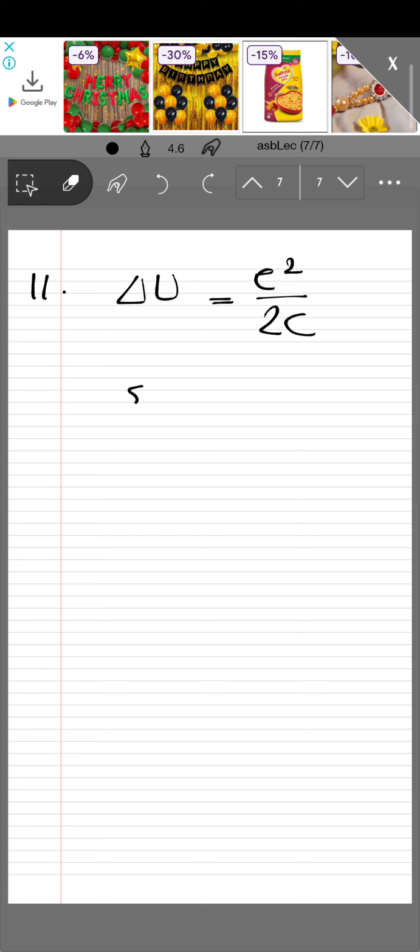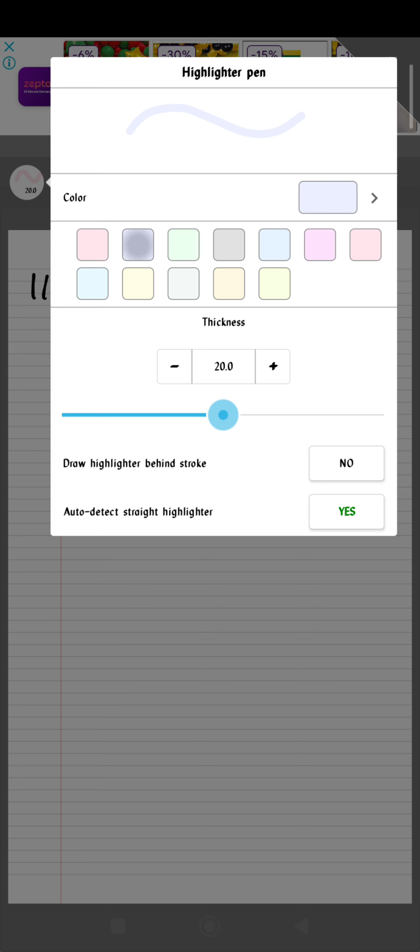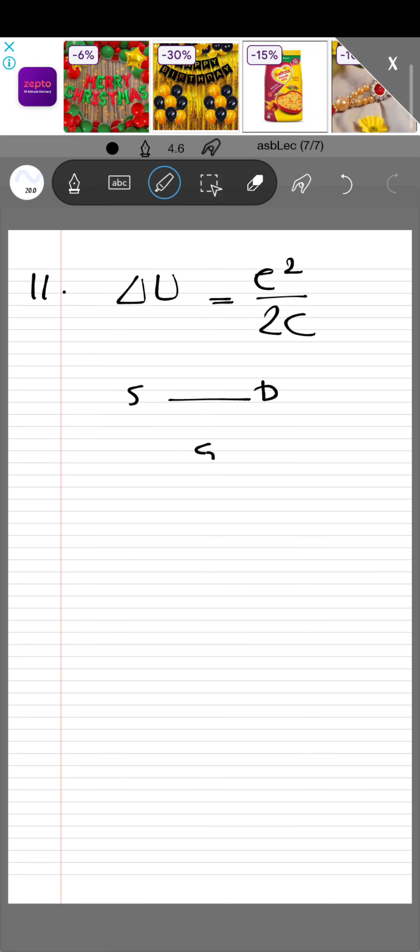So there is a source, there is a drain, there is a gate, and in between this we have something called a gate capacitance.